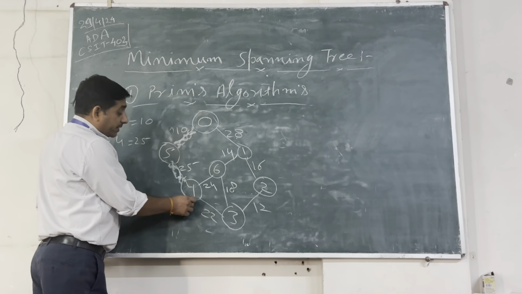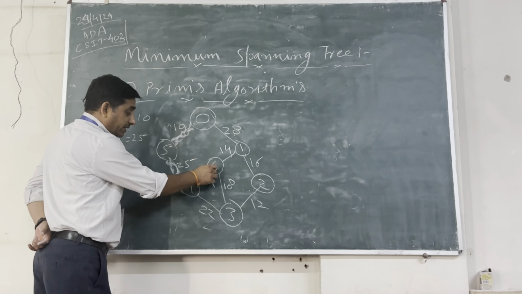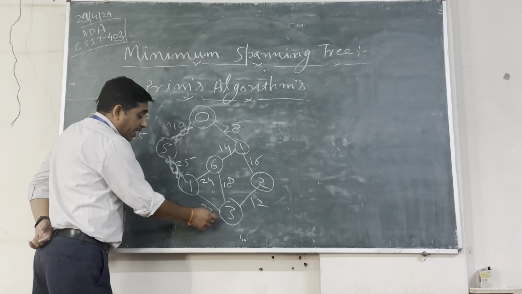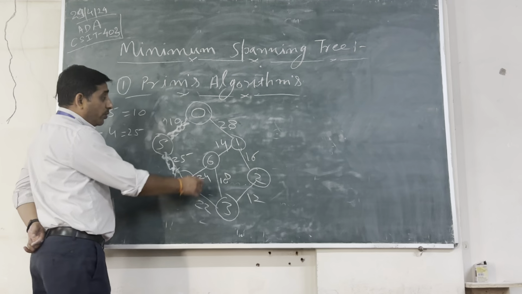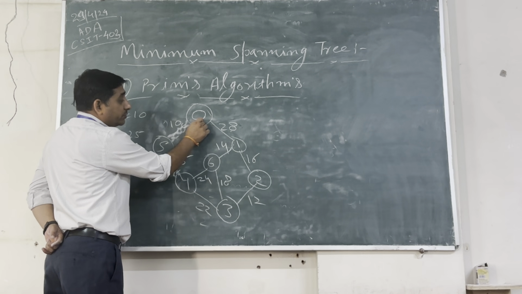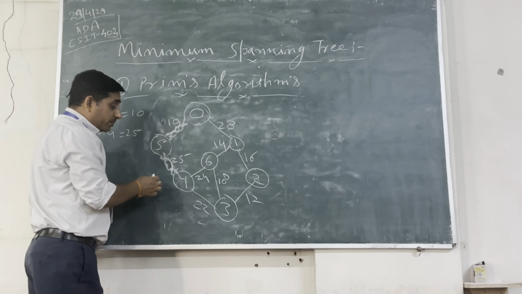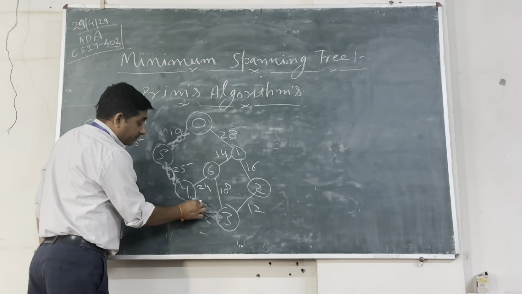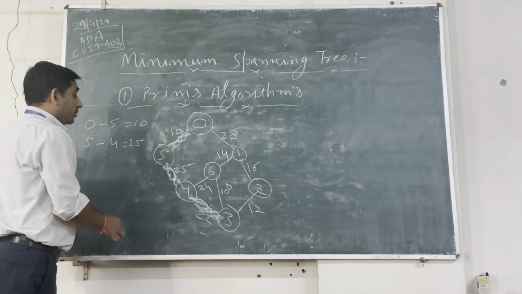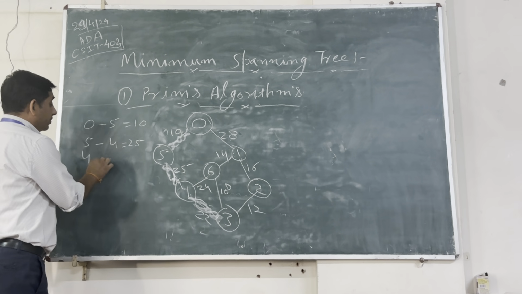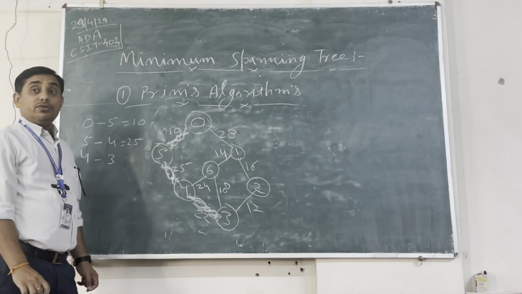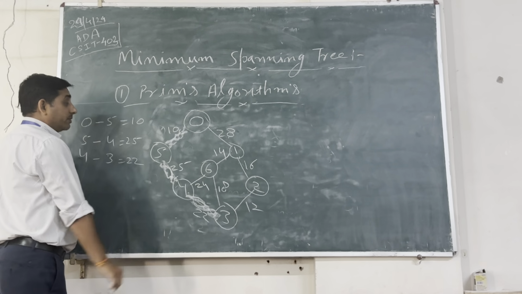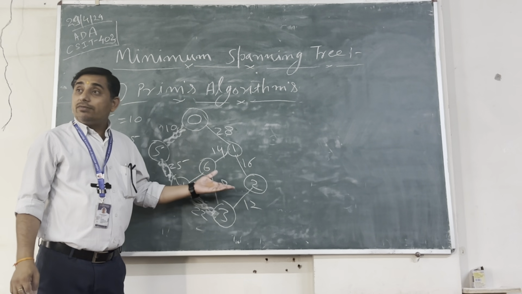So the connected vertex from 4 is 6. So here is 24, and from 4 to 3 it's 22, and here we can find 28. So which one is minimum? 22 is minimum. So we will select this one, 22. So the path will be 4 to 3, that is 22. Again the same method will repeat.